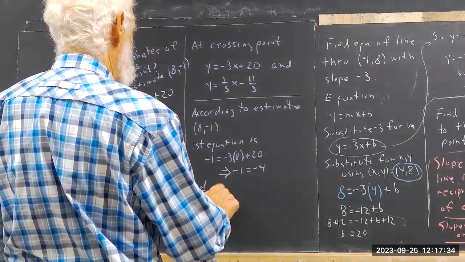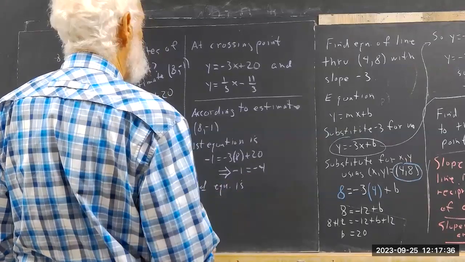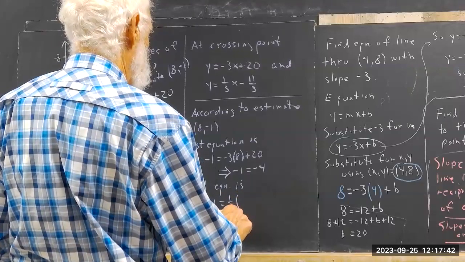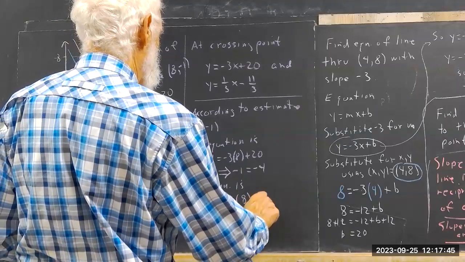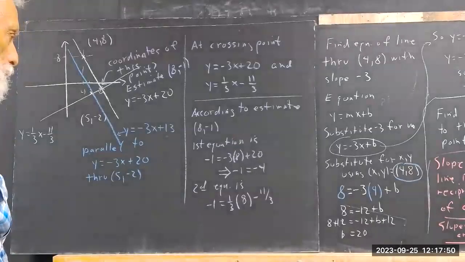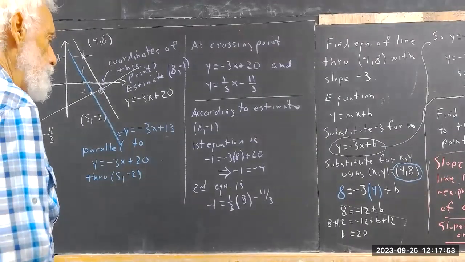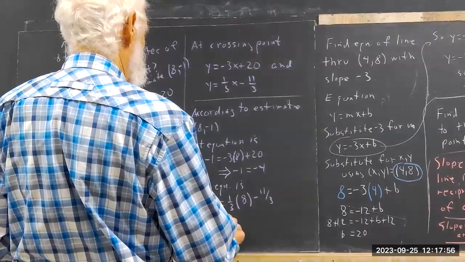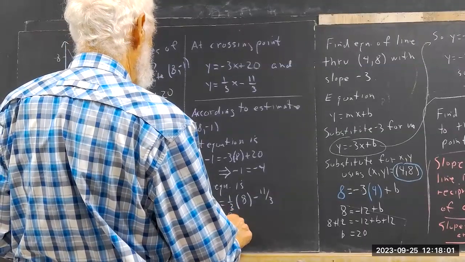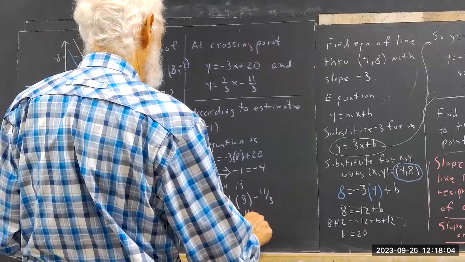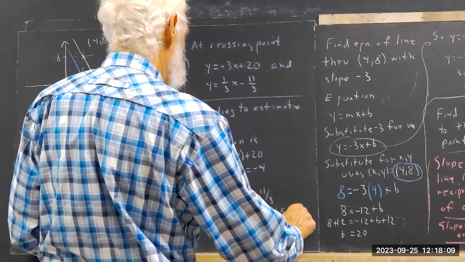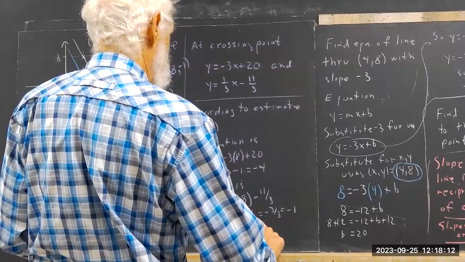Second equation is -1 equals 1/3 of 8 minus 11/3. I'm looking at that and thinking that just about works out. I'm pretty sure that works out. So we get -1 equals 8/3 minus 11/3, which is minus 3/3, which equals -1. So we get -1 equals -1.